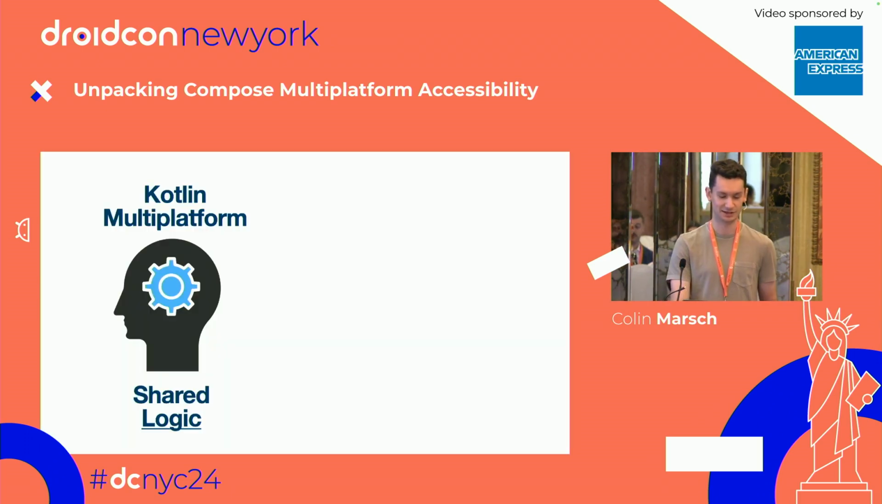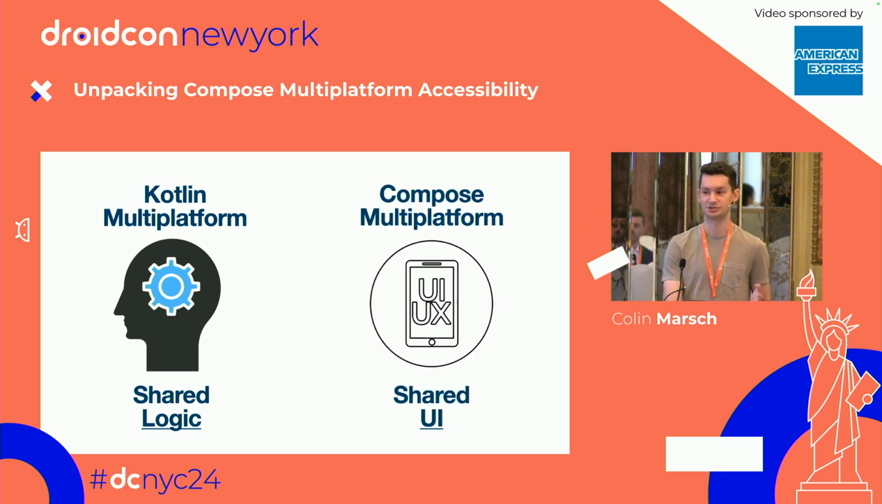How I like to think about the distinction here: Kotlin Multiplatform in general can be thought of as shared logic, where you might want to hold some sort of data processing and share that between your Android and iOS apps to avoid duplicating code there. Whereas Compose Multiplatform allows you to share the UI that your customers will see when they are interacting with your application.